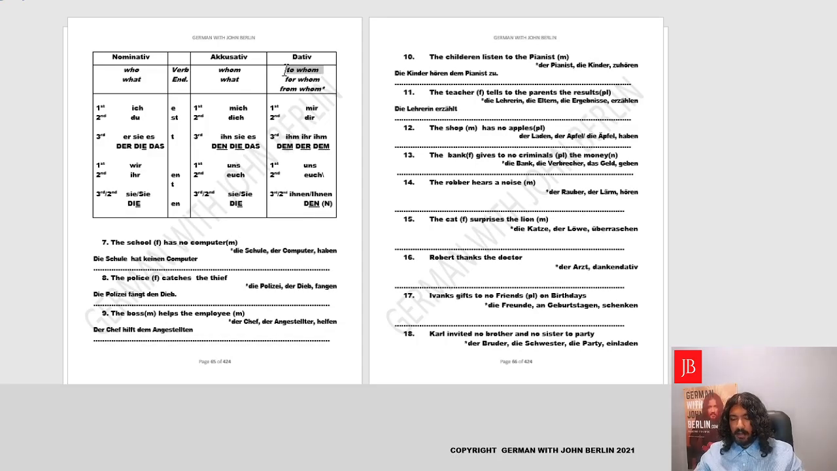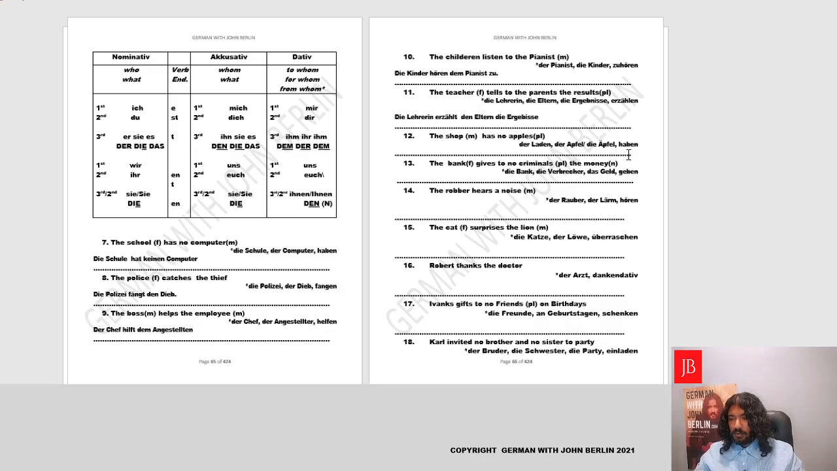To whom? That's the question. To the parents, it's plural. We pick up the plural article den. Parents is called Eltern. We write den Eltern. Then the question is what? The result is again plural, the results. And we'll pick up the article die and write the noun, the Ergebnisse. Ergebnisse means results. Perfect.